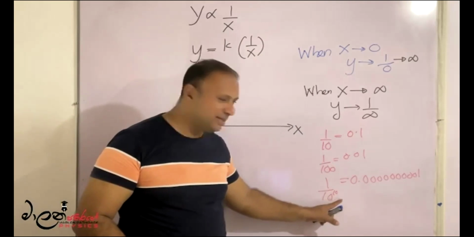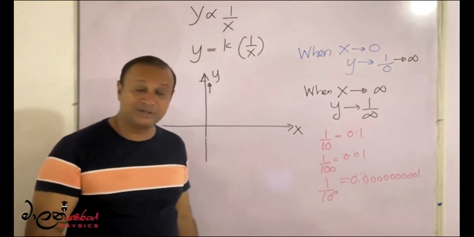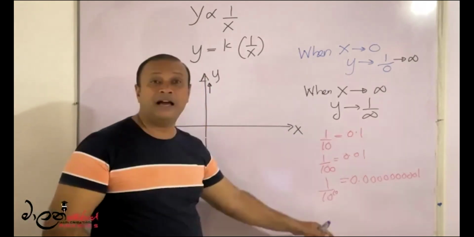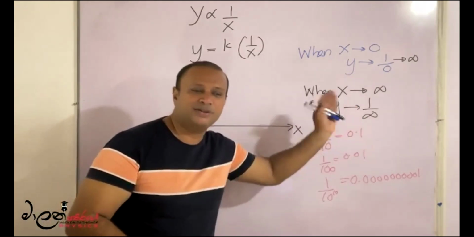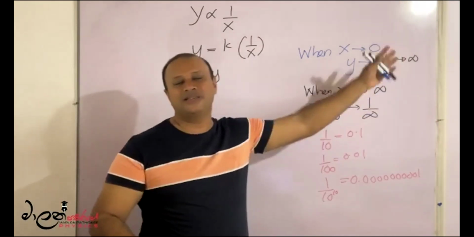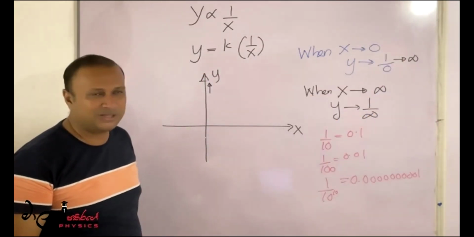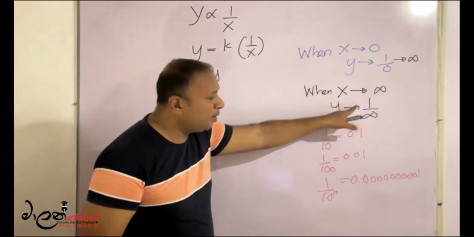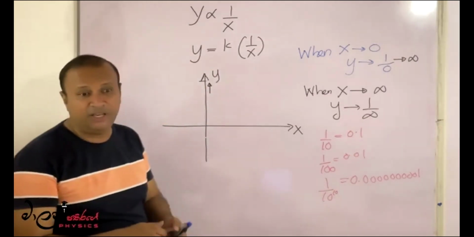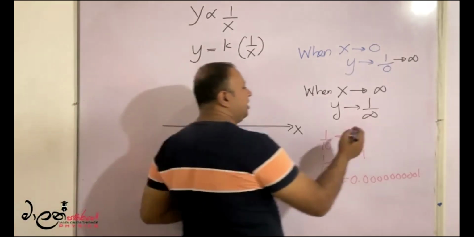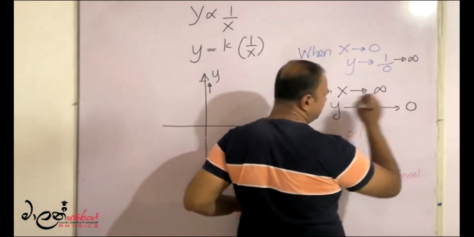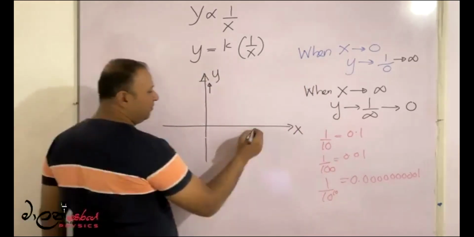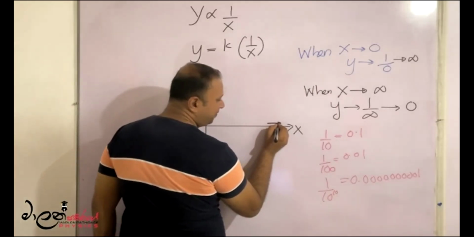10 to the power 10 means it is almost 0, no? So, if it is infinity, then it will become 0.000000000. It is almost equal to 0. Therefore, when y goes to 1 over infinity, it goes to 0. Therefore, when x goes to infinity, y goes to 0.